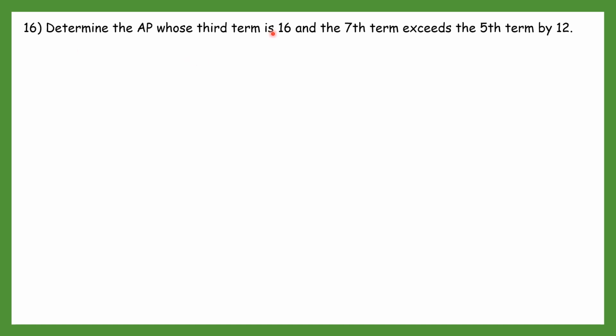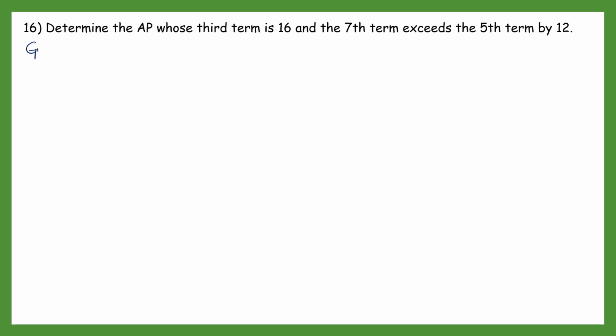Determine the AP whose third term is 16 and seventh term exceeds fifth term by 12. So we need to find the arithmetic progression here. They have given the third term of the arithmetic progression as 16 and they are telling us the seventh term exceeds the fifth term by 12. That means the difference between the seventh term and the fifth term is 12. Let's find the arithmetic progression.